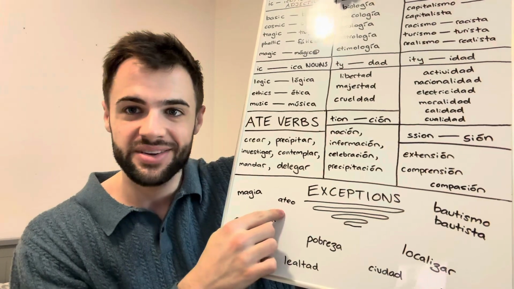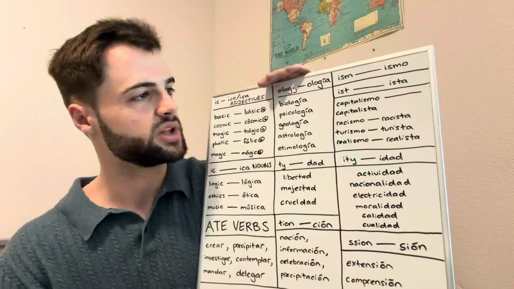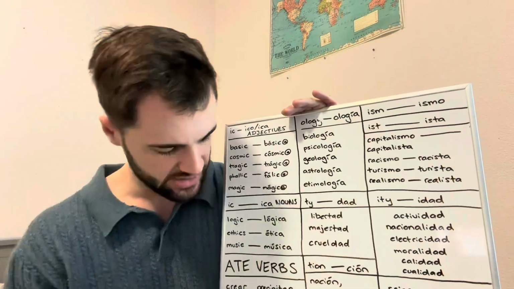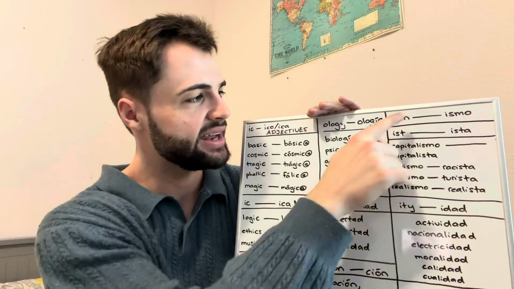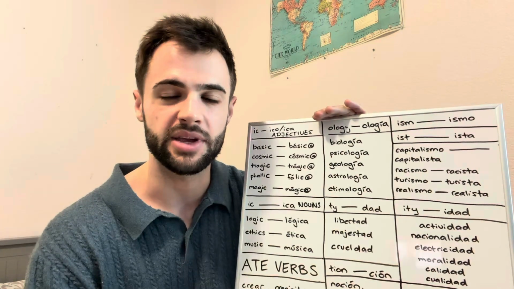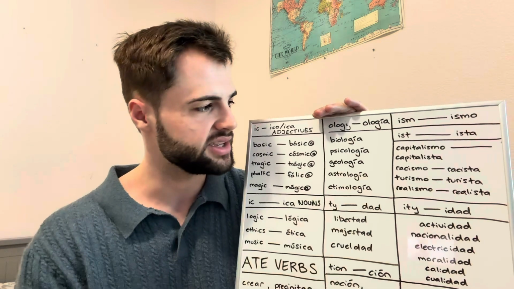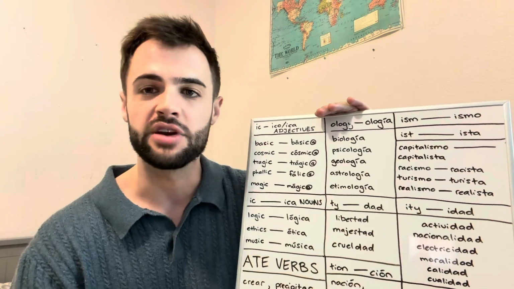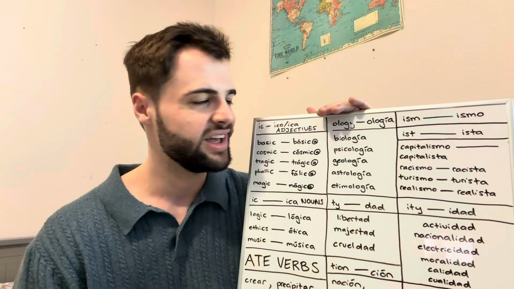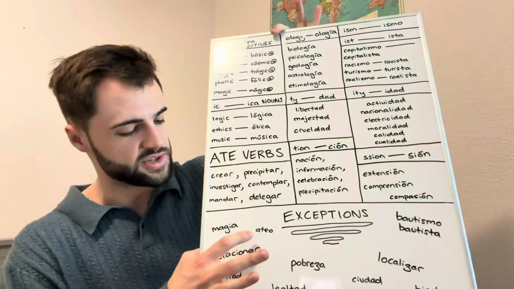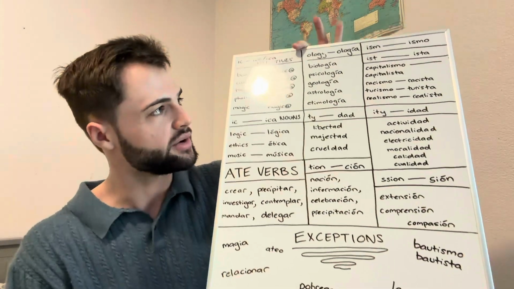This one, ateo, is an interesting one because in a certain sense it does follow this rule up here. Ateo means atheist. If you say atheism, it actually follows this rule of the ISM. It becomes ateísmo. You just drop the H, ateísmo. However, if you want to say atheist, you don't say ateísta for whatever reason. I don't know how that happened, but we say ateo, just for the personal noun of it.